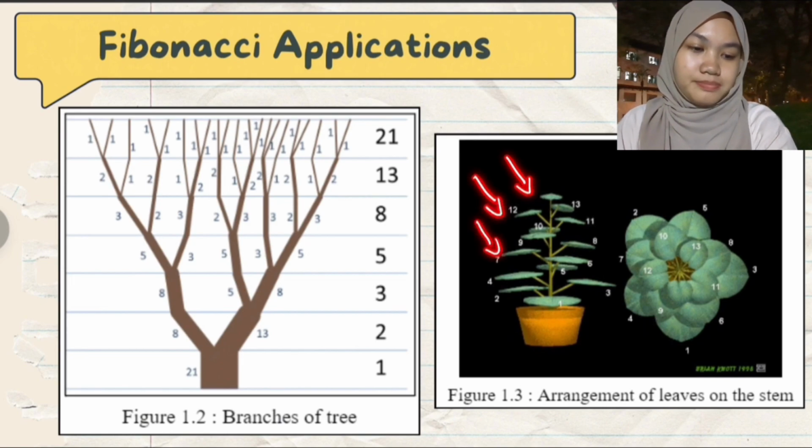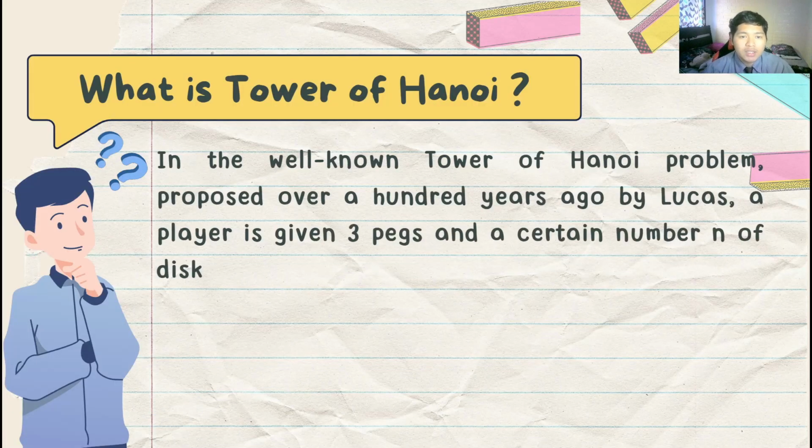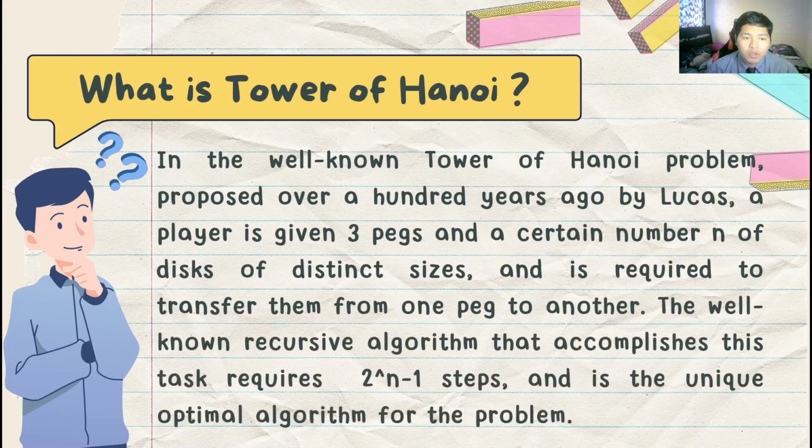Hi guys, in this part I would like to show and explain to you what the Tower of Hanoi is and how to play it. So what is the Tower of Hanoi? In the well-known Tower of Hanoi problem proposed over 100 years ago by Lucas, a player is given 3 pegs and a certain number of disks of distinct sizes, and is required to transfer them from one peg to another. The well-known recursive algorithm that accomplishes this task requires 2 to the power of n minus 1 steps and is the unique optimal algorithm for the problem.